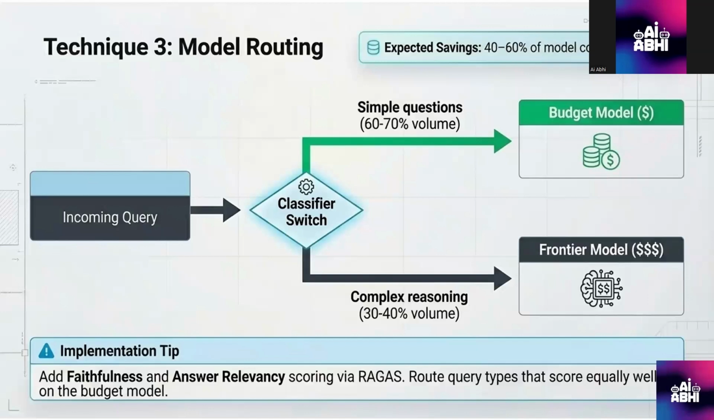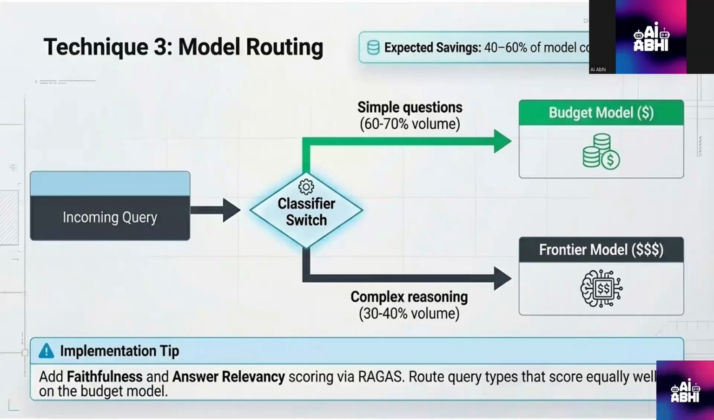As a practical starting point, add one line to your RAG evaluation pipeline from video 8: for every query, log the faithfulness and answer relevancy scores from Ragas. Identify the query types that score equally well on the budget model. Route those. Start simple. You don't need ML to classify questions like what are the hours as a budget model query.